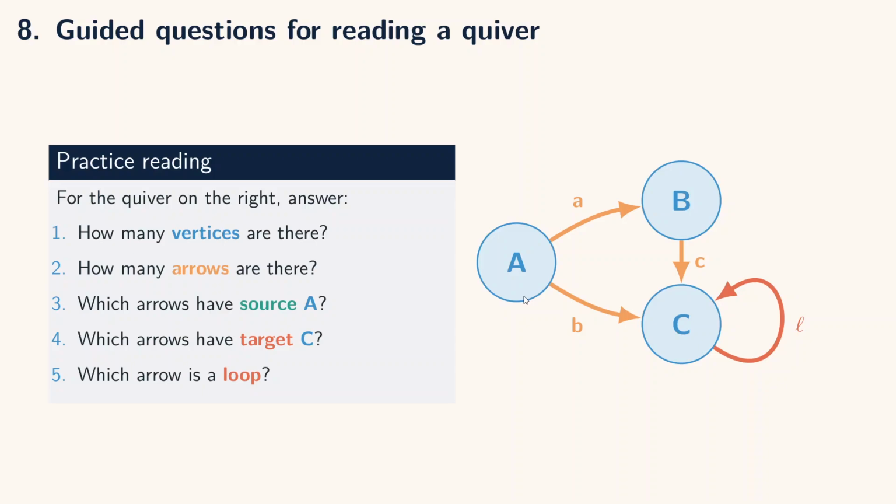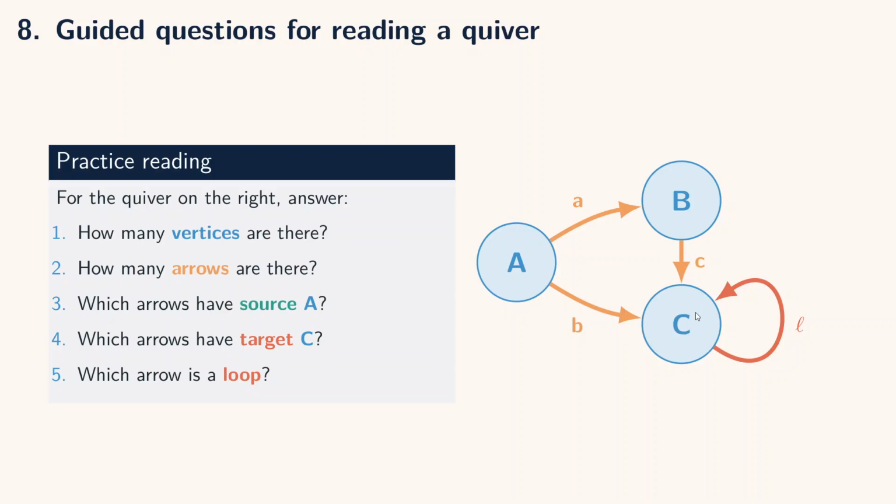First question, how many vertices are there in this quiver? Count them. Second question, how many arrows are there? Count every single one. Do not forget the loop. Third question, which arrows have A as their source? In other words, which arrows start at the vertex A? Fourth question, which arrows have C as their target? In other words, which arrows finish at the vertex C? Fifth question, which arrow is a loop?